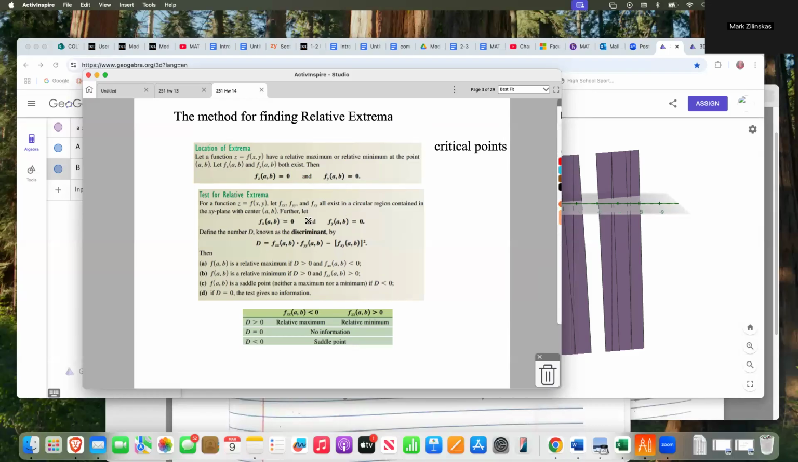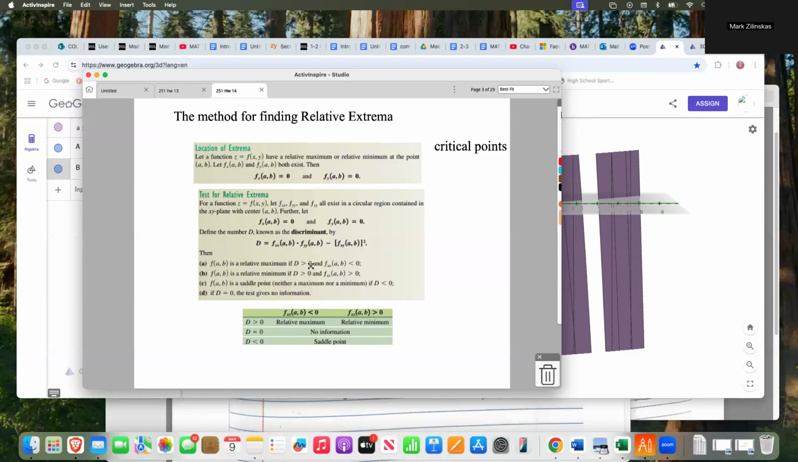Now, once we find those, we're going to compute this discriminant. What we need to do is evaluate the second partial with respect to x at that critical point times the second partial with respect to y at that point, and then subtract the mixed partial. Again, it doesn't matter which one we find, x and then y or y and then x, they're going to be equal to one another. And we're going to square that value and simplify this expression, and we're going to get a value for the discriminant, or D.